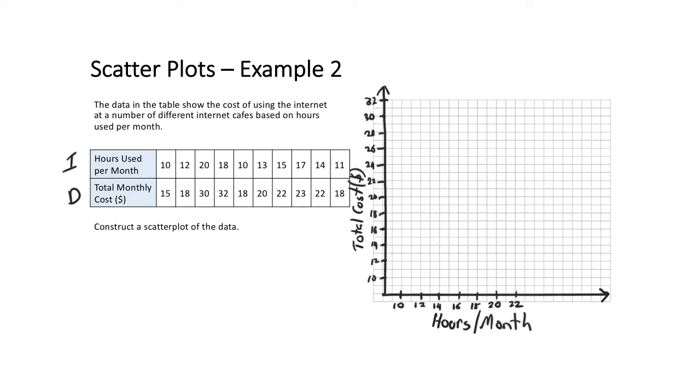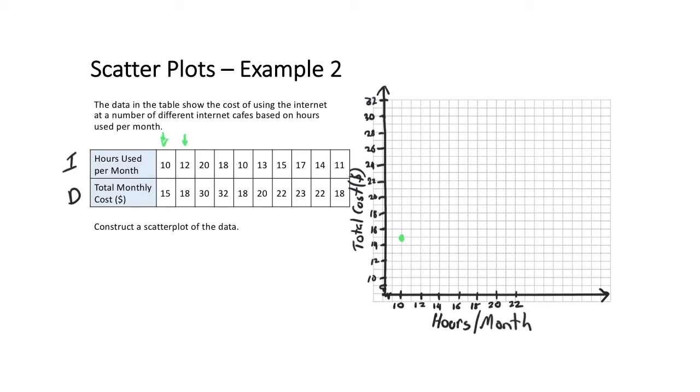Now each of my labels have been numbered, and because I'm not starting from 0, I need to add in my little break symbol. All right, now I can go ahead and start plotting my numbers. The first group of numbers is going to be 10 and 15. So across the 10 up to 15 and mark it as a point on my scatterplot.